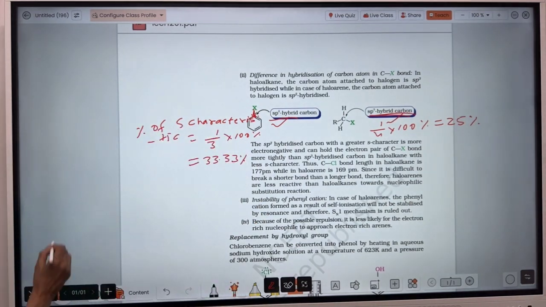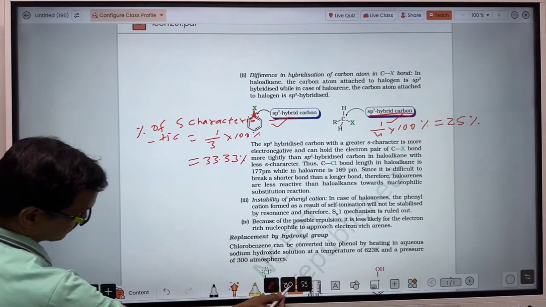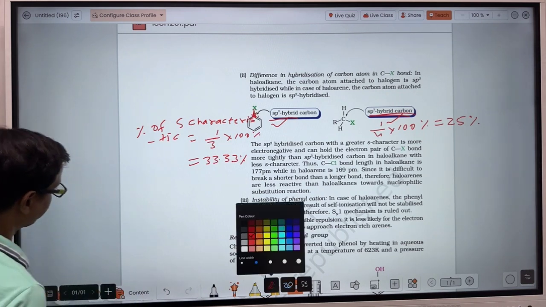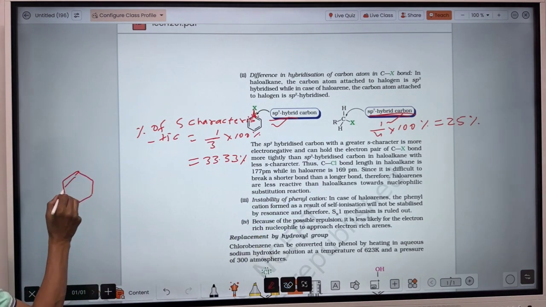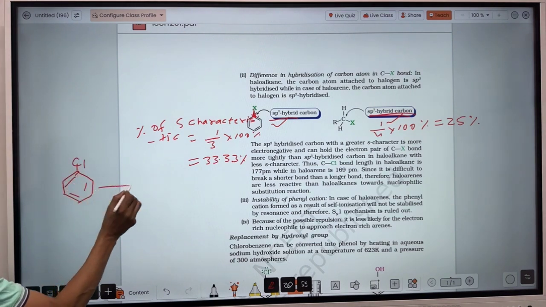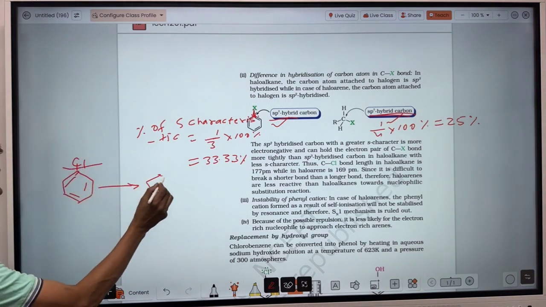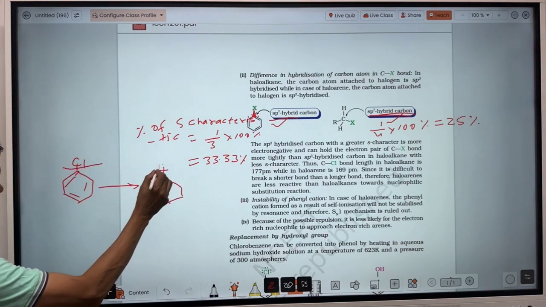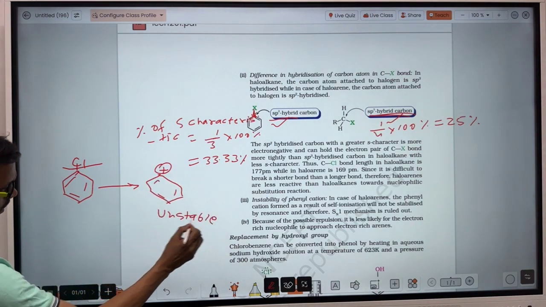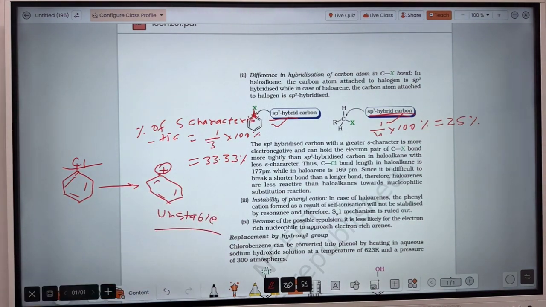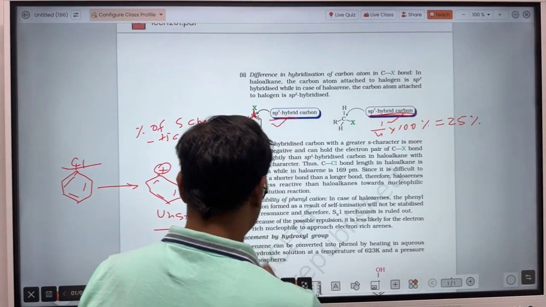What happened after the cleavage of the carbon halogen bond? After the cleavage of the carbon halogen bond, there will be formation of phenyl carbocation, and the stability of phenyl carbocation is less. So when this bond dissociates, there will be a positive charge on this phenyl carbocation. This will be unstable. So unstable the product, difficult the reaction.